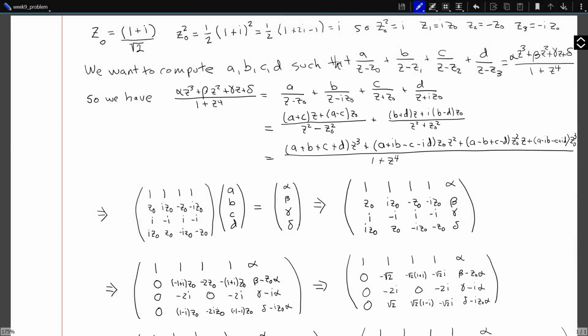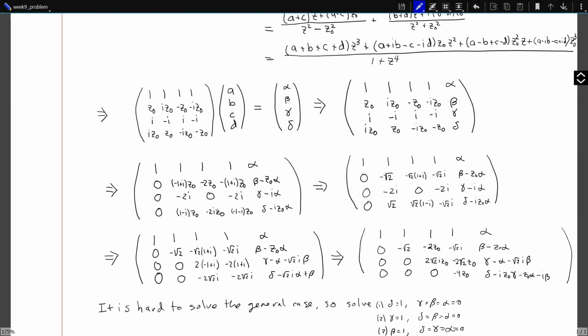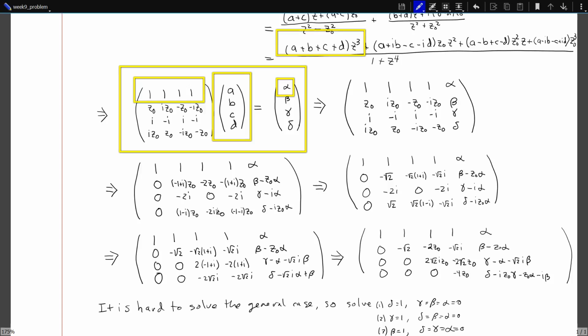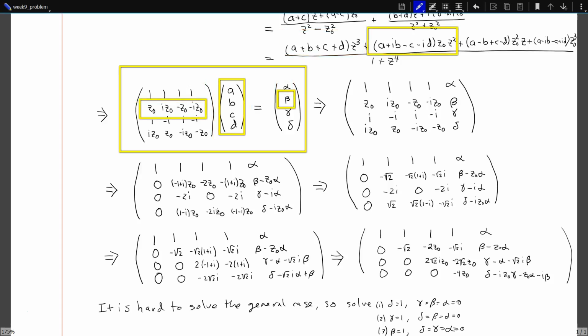And now, when we put this together into the equation that we're trying to solve, we actually have a matrix equation. We're looking at the matrix that is 1, 1, 1, 1, because when I multiply that times a, b, c, d, I get a plus b plus c plus d. Well, that's the thing that's supposed to equal alpha. And then I have z0, i z0, minus z0, minus i z0 multiplied by a, b, c, d. That's got to equal beta, which is the coefficient of z squared.